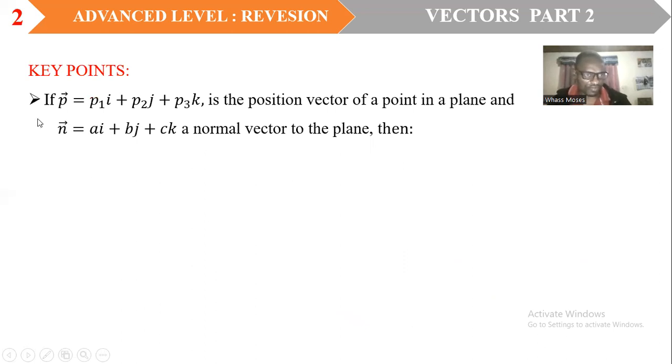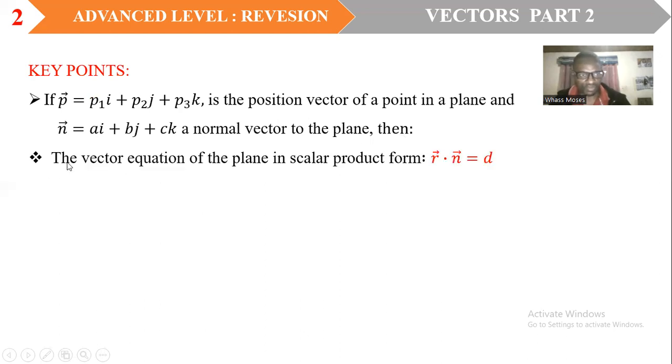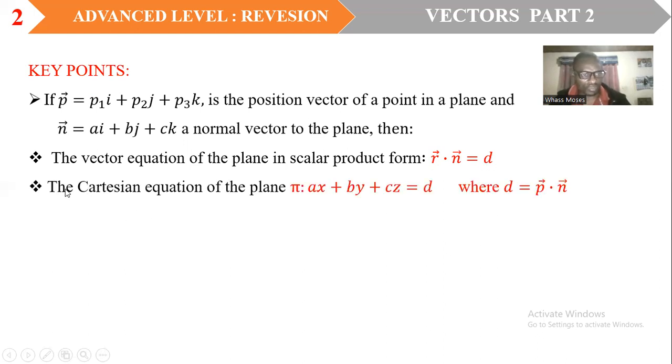Next point, if vector P equals P1 i plus P2 j plus P3 k is the position vector of a point in a plane, and vector N equals a i plus b j plus c k, a normal vector to that plane, then the vector equation of the plane in scalar product form will be given by r dot N equals d. Secondly, the Cartesian equation of the plane will be given by ax plus by plus cz equals d. And in any of these cases, d is a quantity obtained by taking the dot product of the vectors P and N.